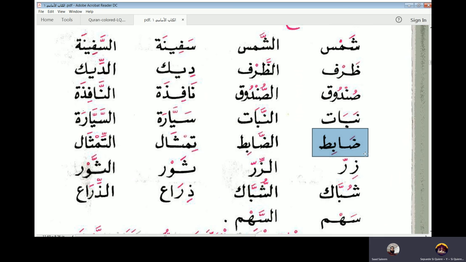Dabitun is an inspector, an officer. Officer, yes. Dabitun, an officer. Adabitu is the officer or inspector.